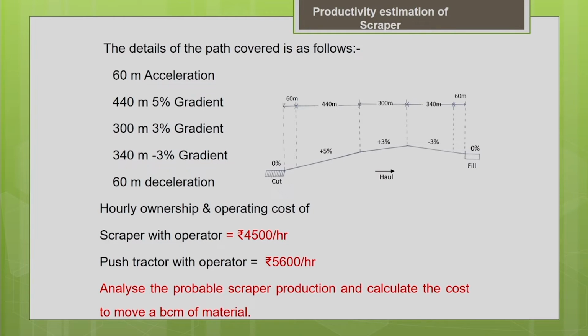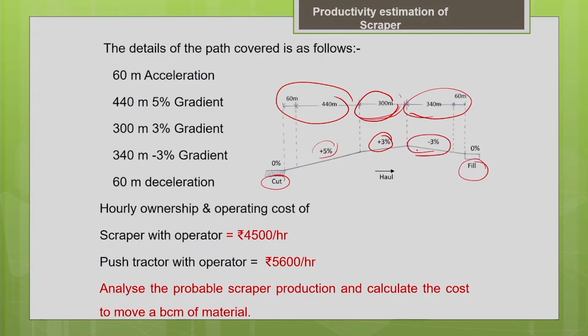The other input data given is about the path, about the haul route, the haul distance and the resistance encountered in the haul route. You can see this is a pictorial representation of the haul route. You have the cutting area, you have the fill area, this is your haul route. For the first initial 500 meter, it is upslope. You have a gradient of plus 5%. Then you have 300 meter with a gradient of plus 3%. Then towards the end, you have a distance of 400 meter with a downslope of minus 3%.